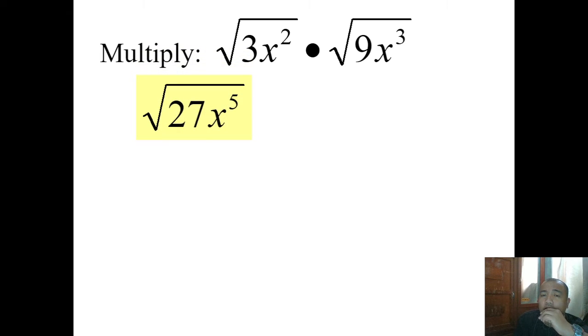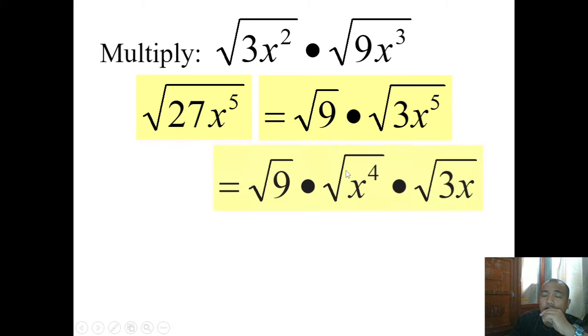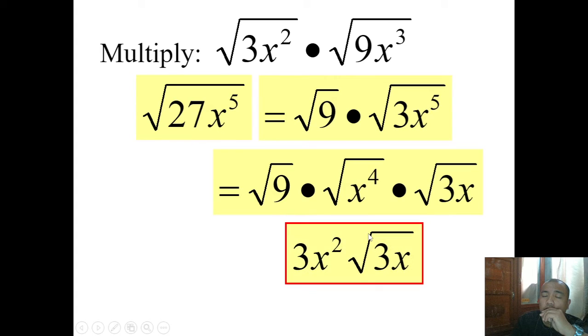Yes. Next, square root of 3x squared times square root of 9x cubed. Multiply 9 and 3, 27. X squared times x cubed is x to the 5th power. We can still simplify this by factoring 27: 9 times 3. And then the x to the 5th power, we can factor that: x to the 4th times x. So, we can now simplify. Square root of 9 is 3. Square root of x to the 4th is x squared. We cannot simplify square root of 3x. So, the answer is 3x squared, square root of 3x.